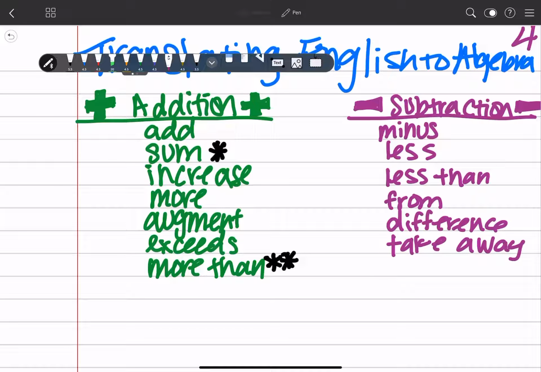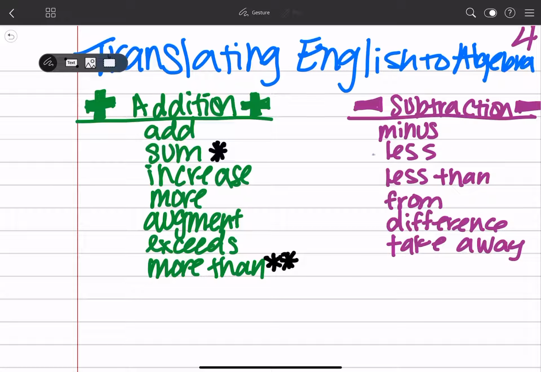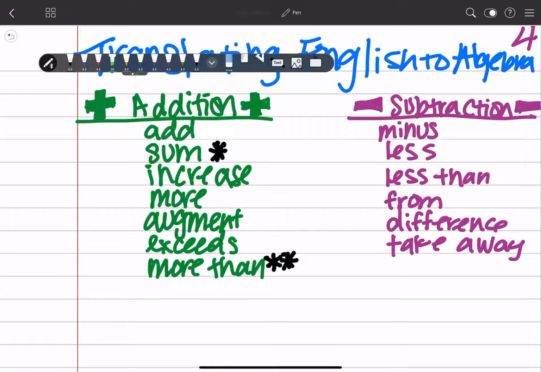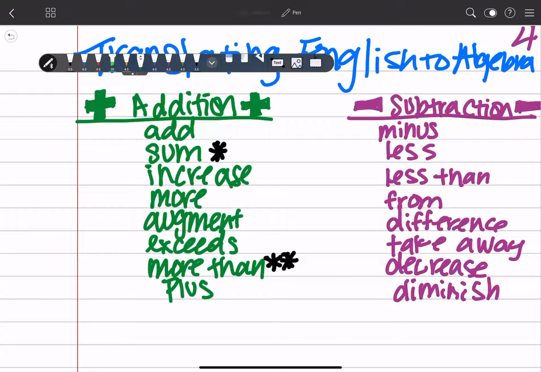So you've got minus, less than, from, difference, take away. And you've got 2 more, which are decrease and diminish. You know what I just realized that we forgot in addition? The main one. Plus. Guys, I'm sorry.